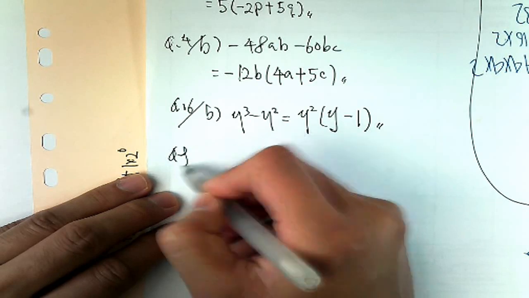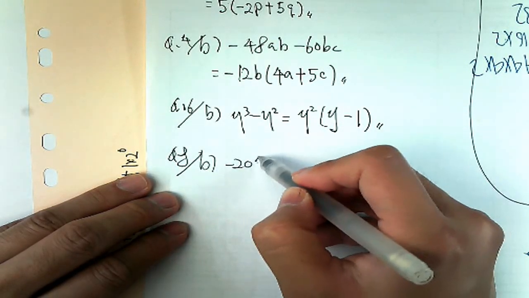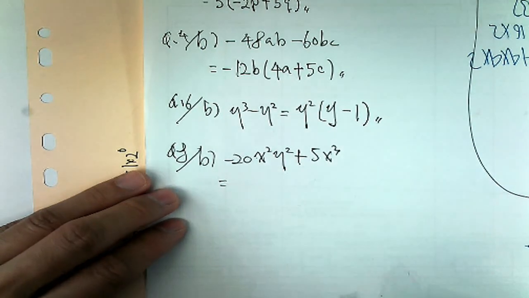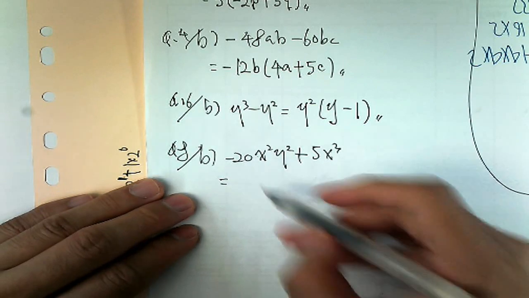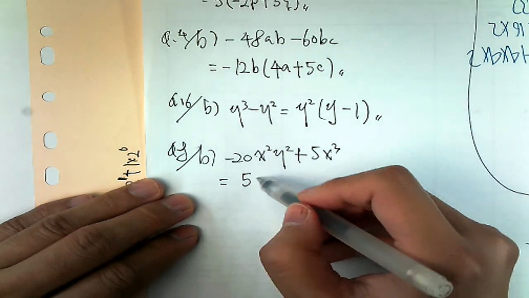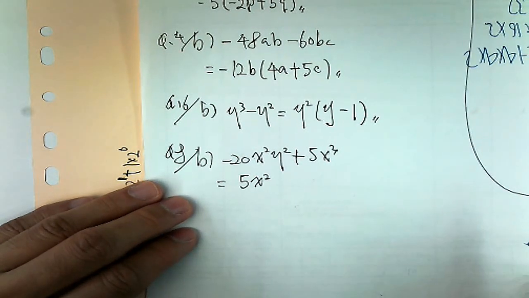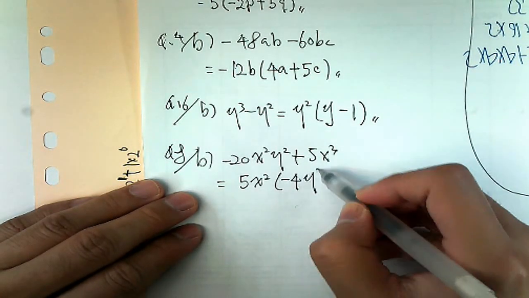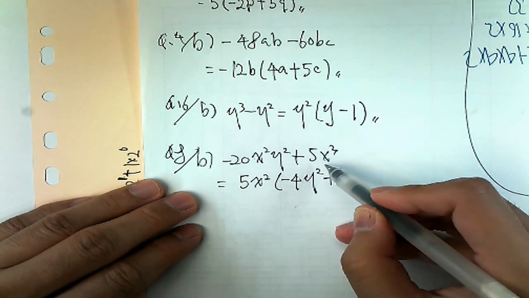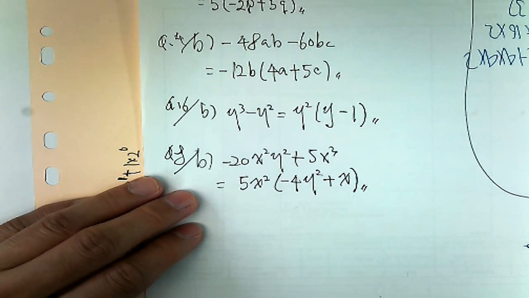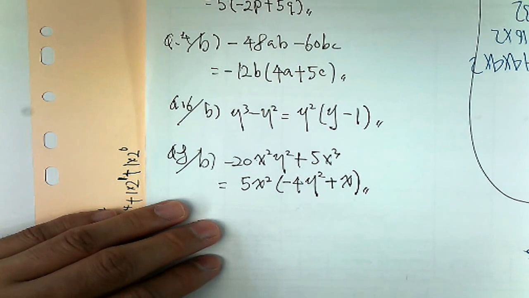Go to 8B: minus 20x squared y squared plus 5x to the power 3. Here, look at the 20 and 5. You can pull out 5, right? And for the unknowns x squared and x to the power 3, you can at most pull out x squared. So give a bracket: minus 4y squared, and here plus, pull out x squared from x to the power 3, so x remains. Understand? So this is question 1 to question 8. I just do some of these.